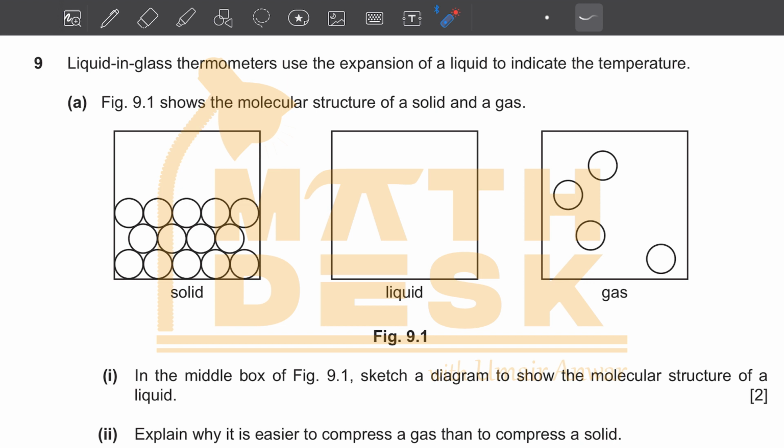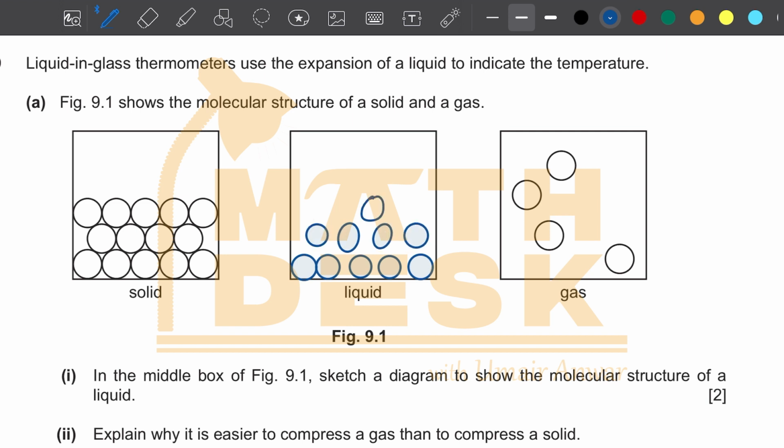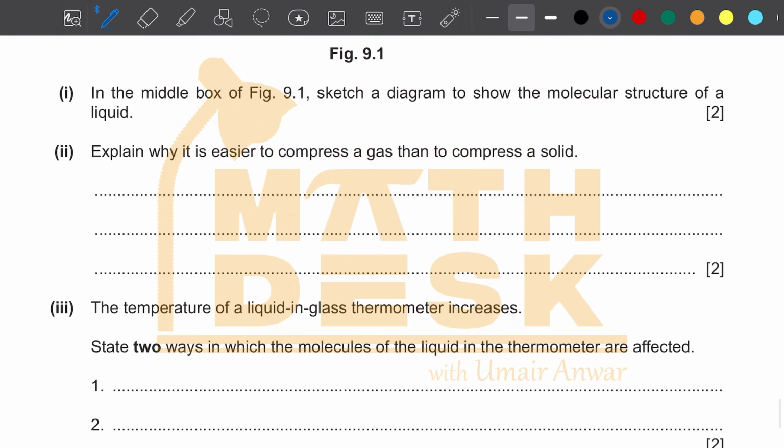It says liquid and glass thermometers use the expansion of a liquid to indicate the temperature. Figure 9.1 shows the molecular structure of a solid. Here is the structure of the solid and a gas. In the middle box of figure 9.1, sketch a diagram to show the molecular structure of a liquid. So this is how we can show the structure of a liquid.